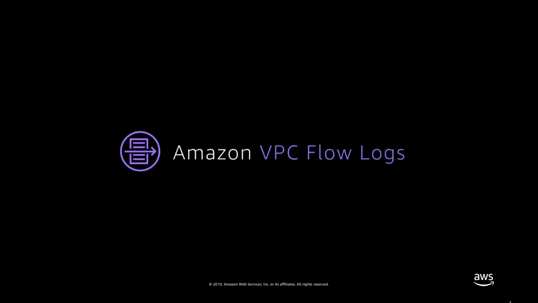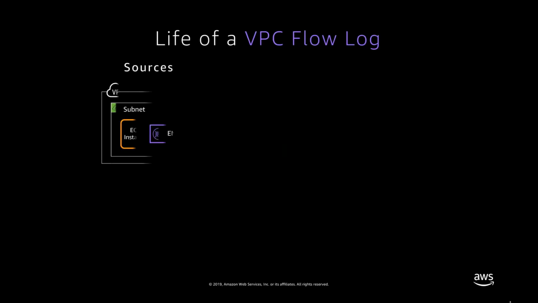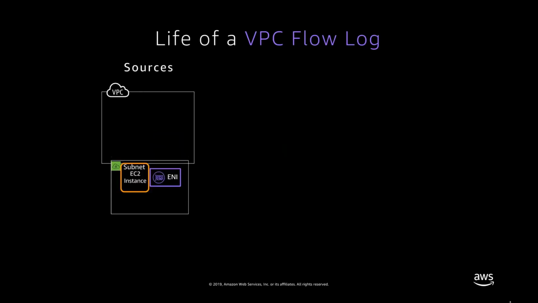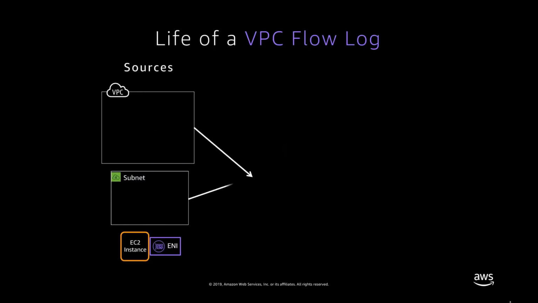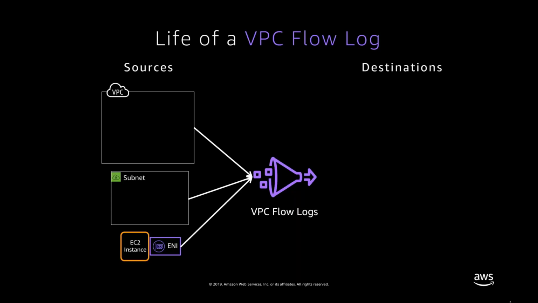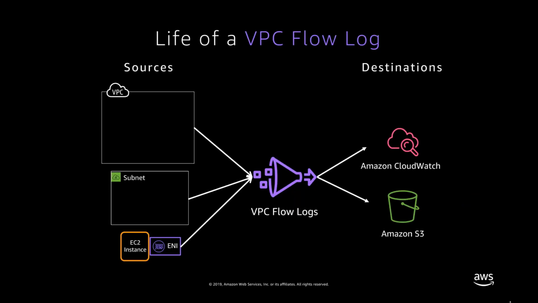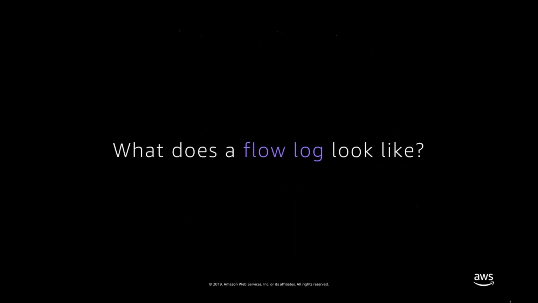I want to make sure that you're aware of what you can do with flow logs and what your flow logs look like. So a flow log essentially allows you to create sources. You can have 3 sources. Your source can be as granular as an EC2 instance, or it could be a subnet or a VPC. And a flow log can then send the metadata of the traffic to CloudWatch or S3.